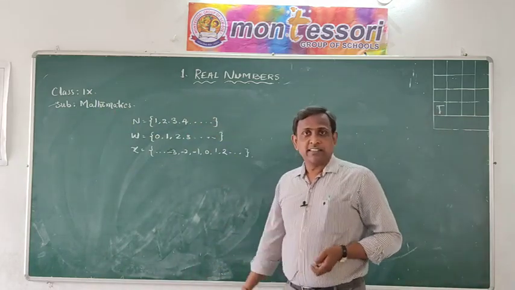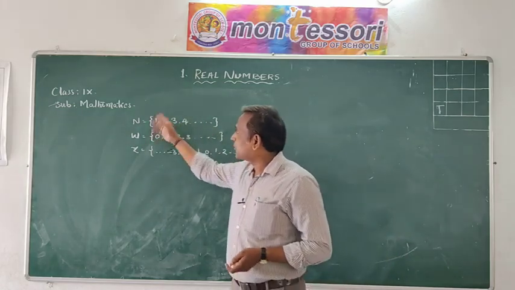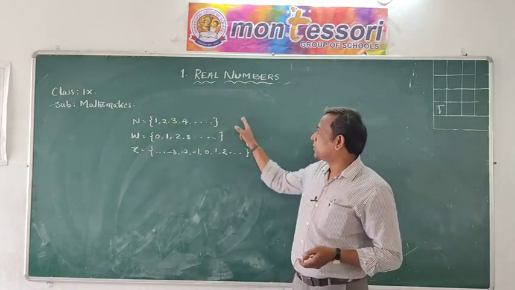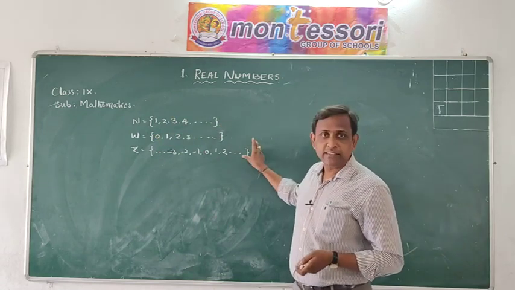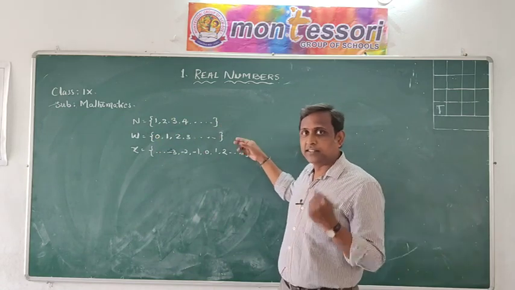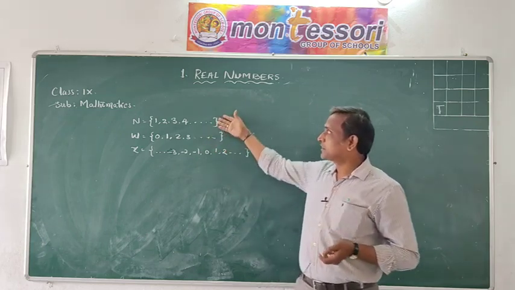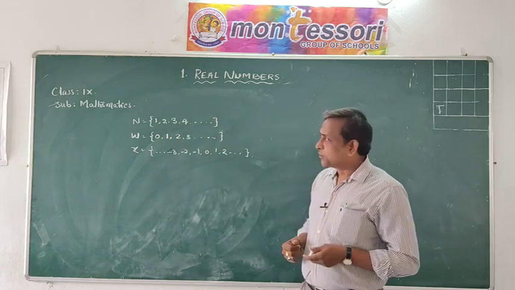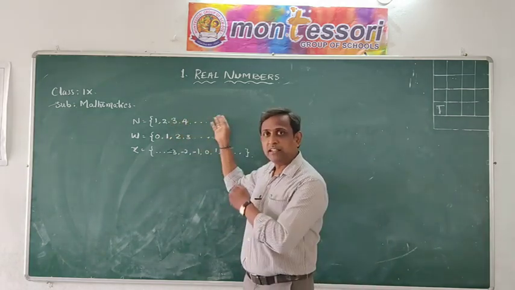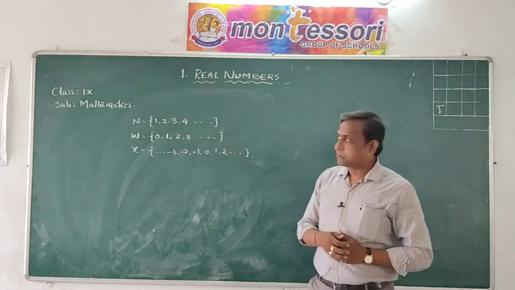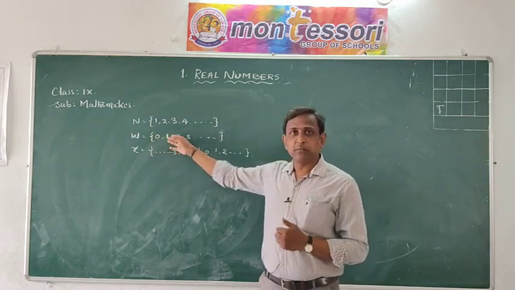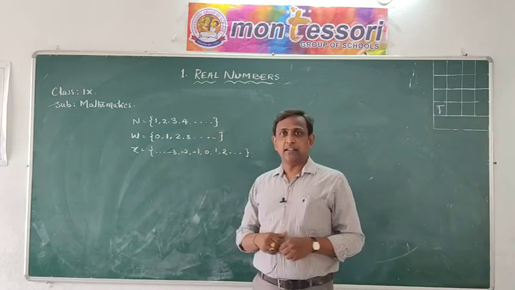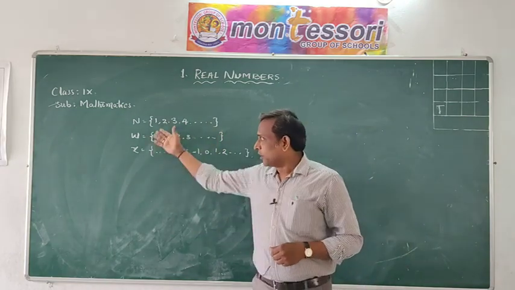Already in our lower classes we have studied natural numbers, whole numbers, and integers. I am not going to give any explanation regarding these numbers, because we have studied them for many years. Natural numbers are also called counting numbers: 1, 2, 3, 4, and there is no end to these natural numbers. The whole numbers start from 0, 1, 2, 3, and here also we cannot find any highest whole number.